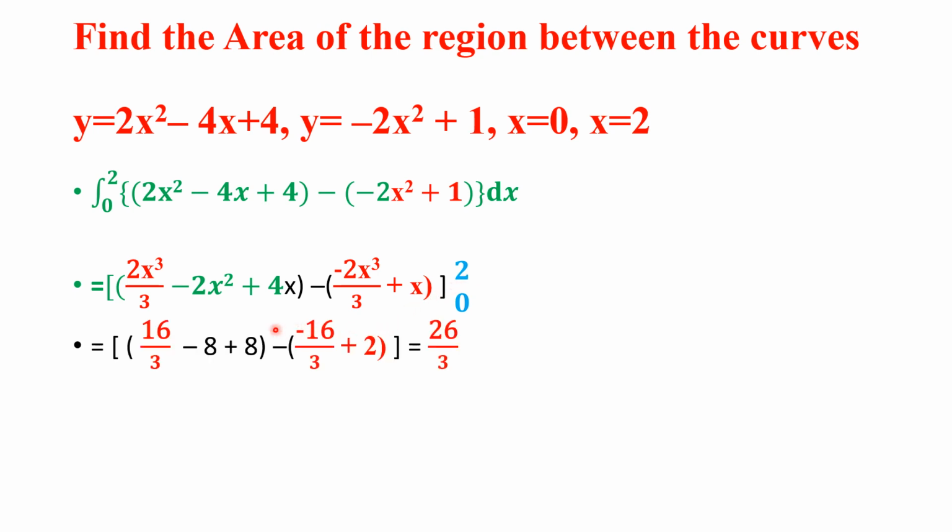Here is the evaluation of the first part, which is the first term over here. The first term will give us 16 over 3. The second term will give us negative 8. The third term will give us positive 8. Minus, this is the second function: the first term of the second will give us negative 16 over 3, and then plus 2. And of course the 0 we're not going to count. So if we do the math, this is going to be equal to 26 divided by 3, which is the answer for this question.